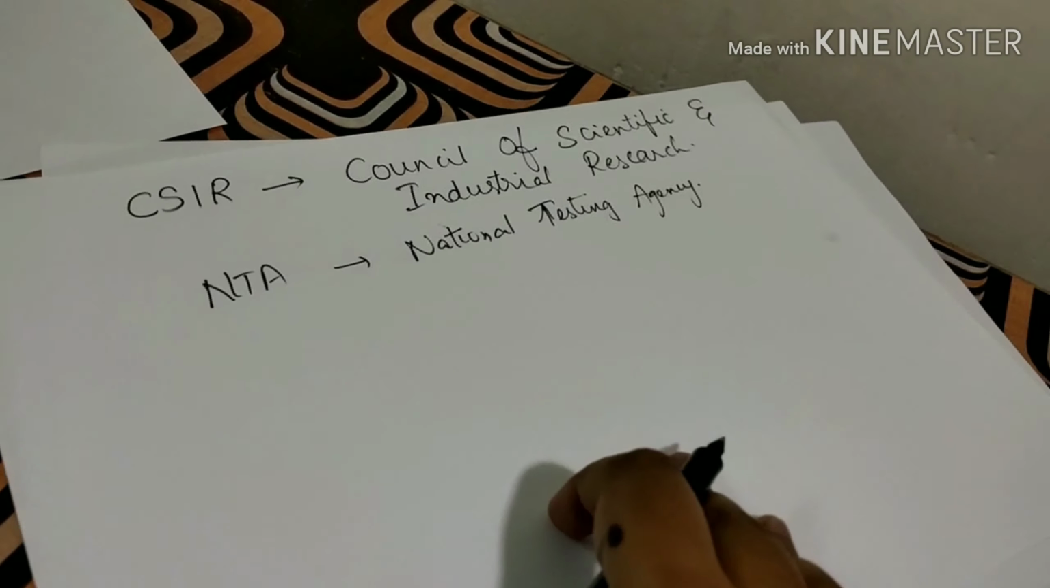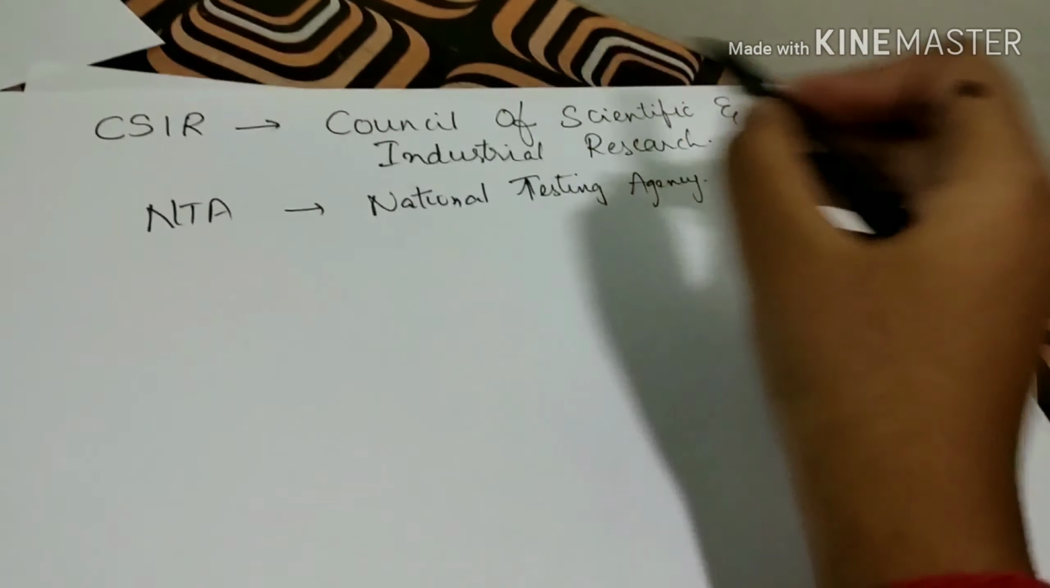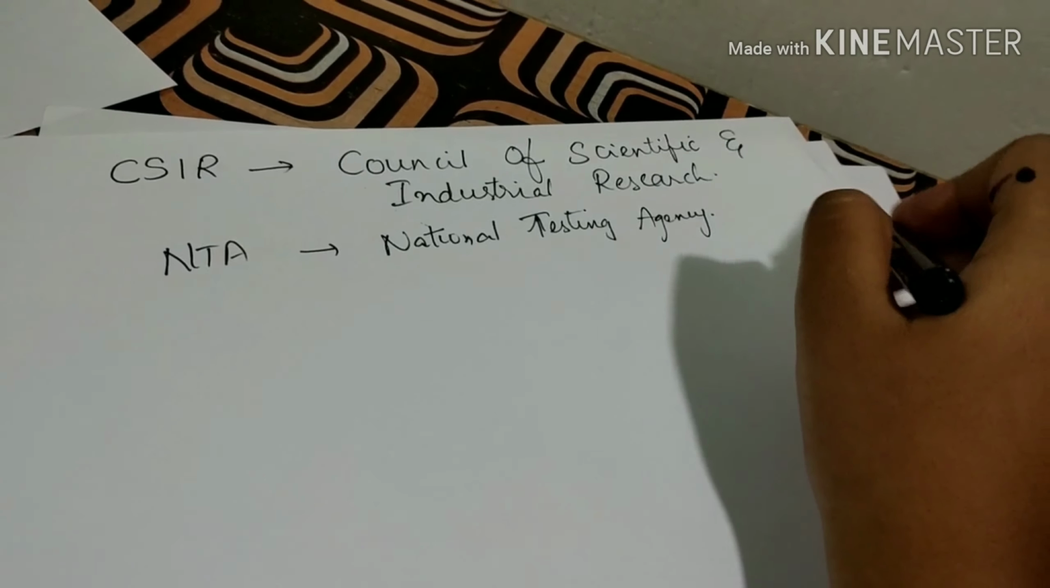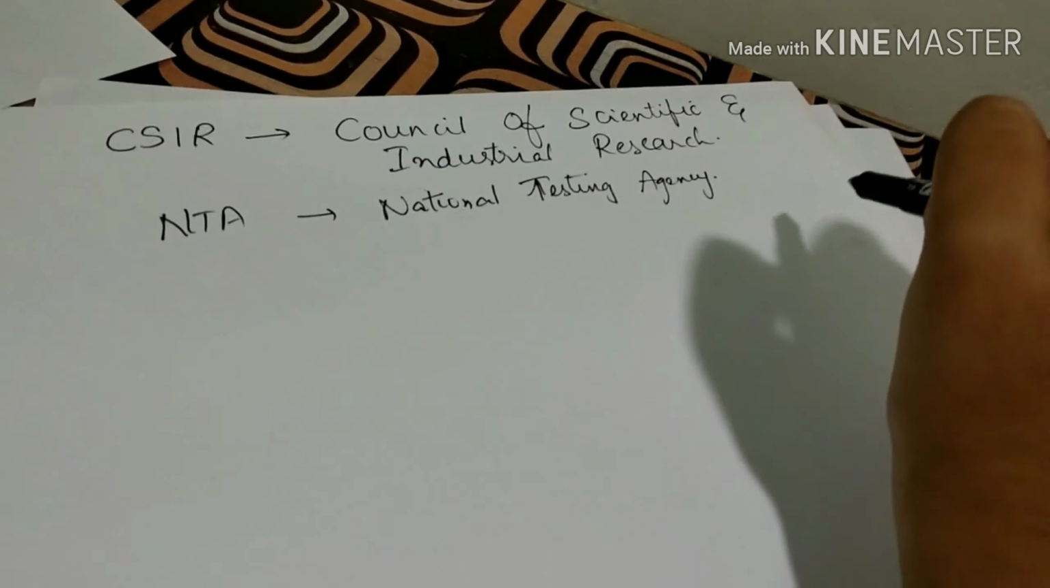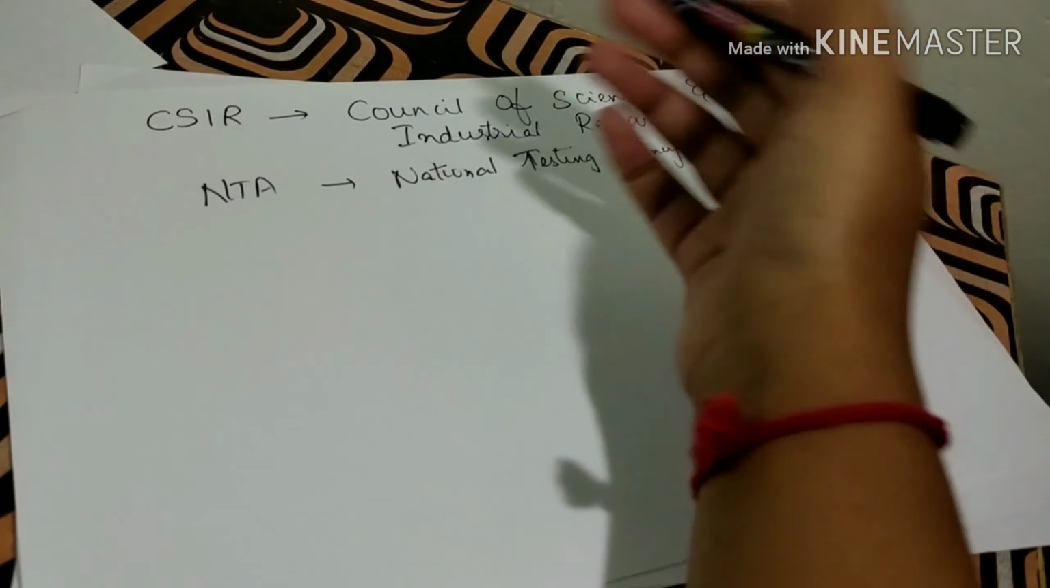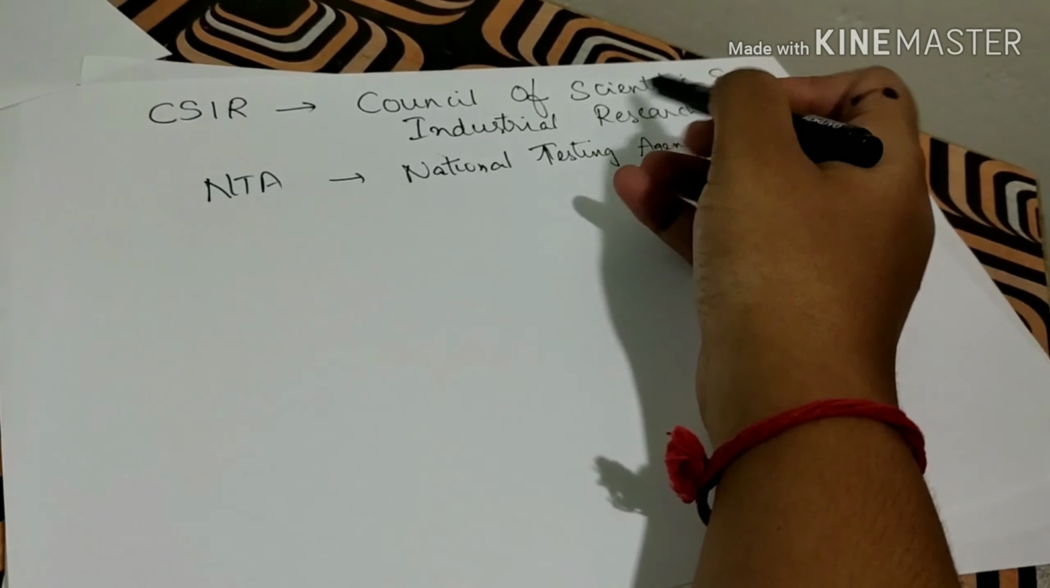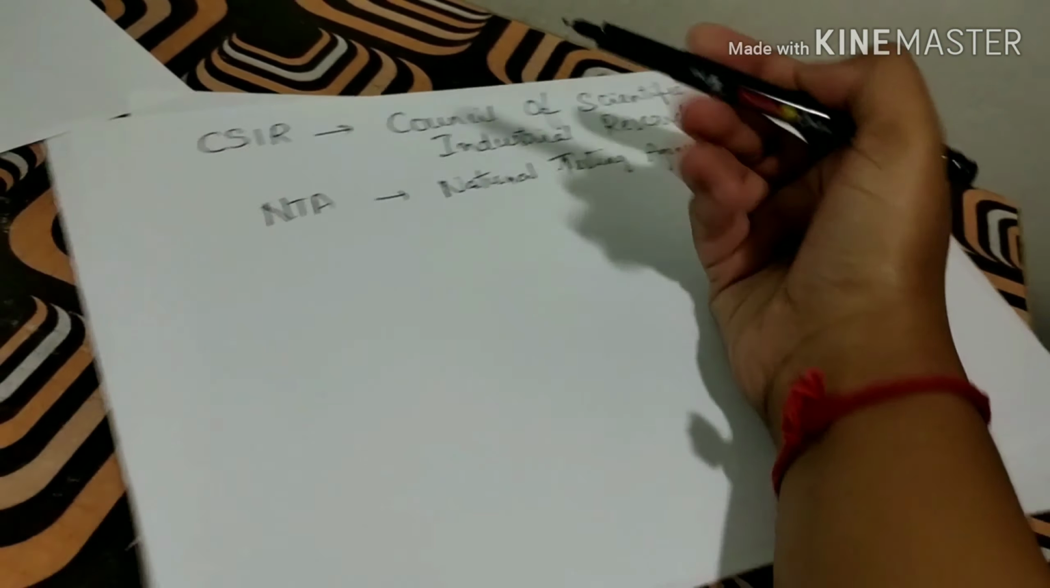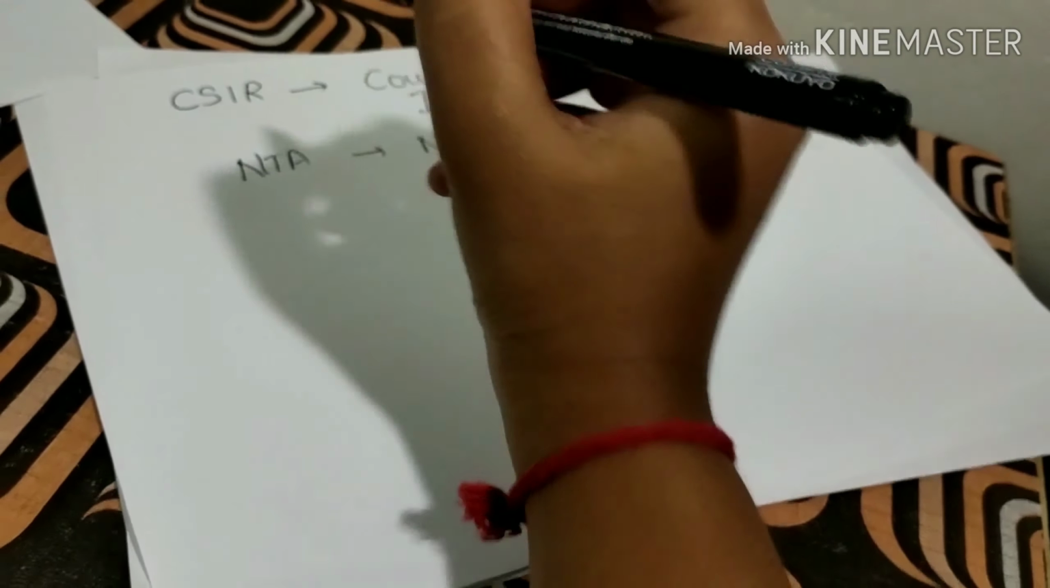Okay friends, first of all, what is CSIR? The full form is Council of Scientific and Industrial Research, and this is conducted by NTA, National Testing Agency. The name itself suggests it is Council of Scientific and Industrial Research. So the CSIR NET exam is conducted for 4 subjects.